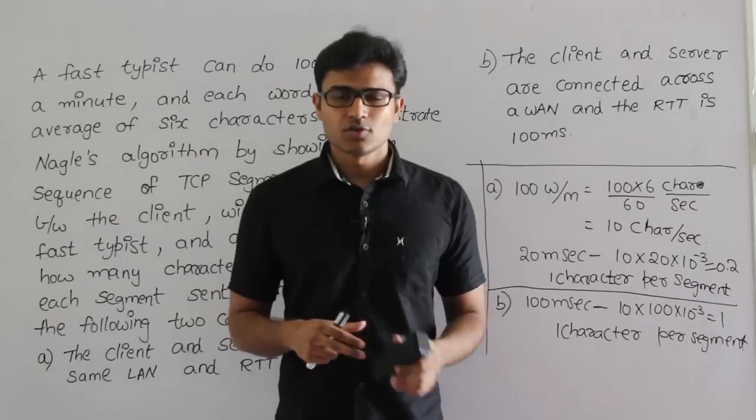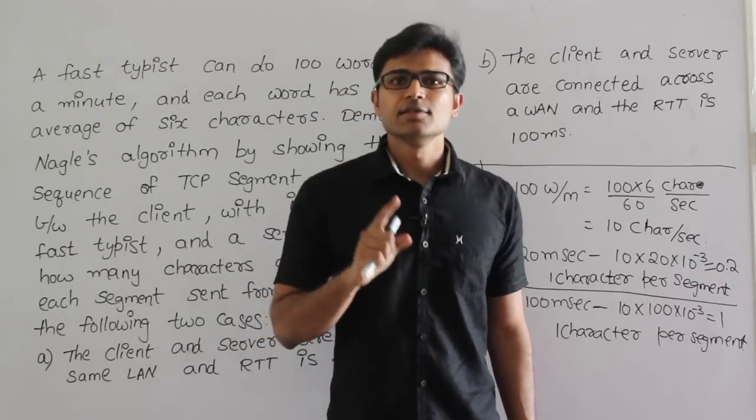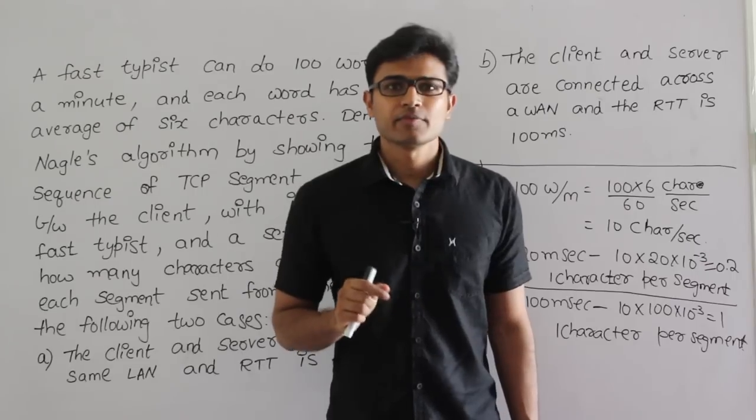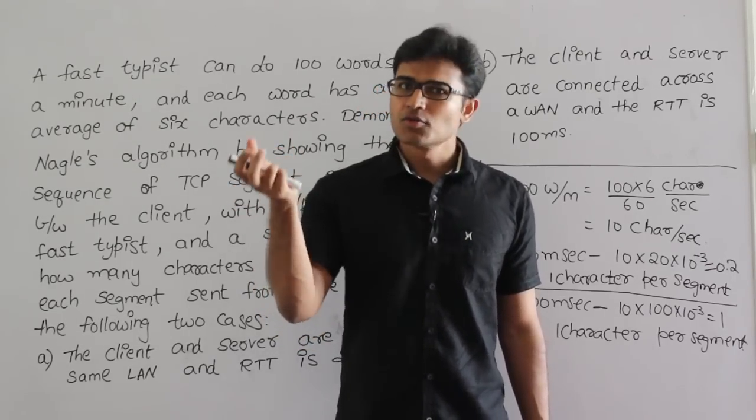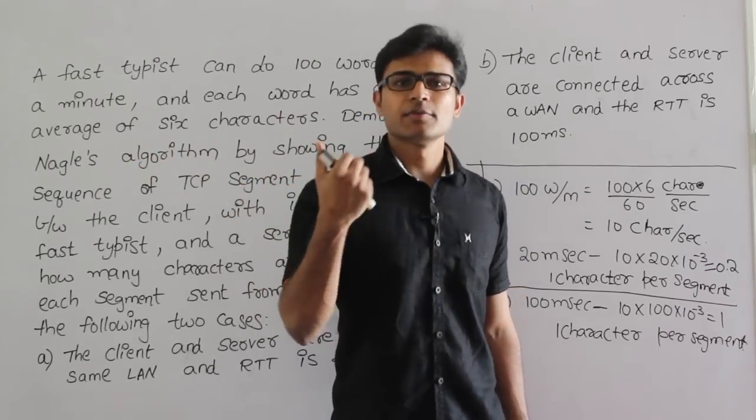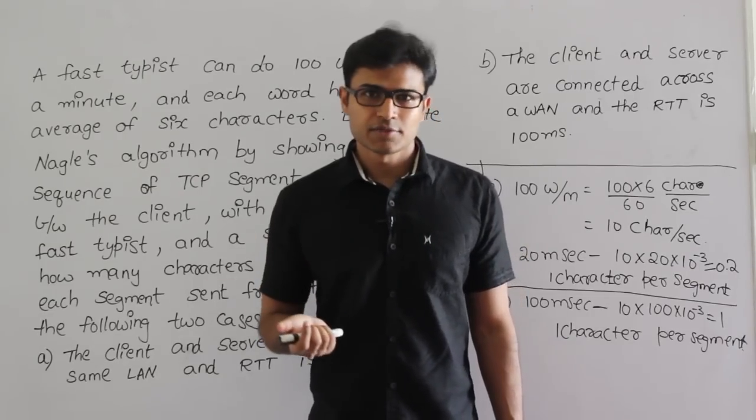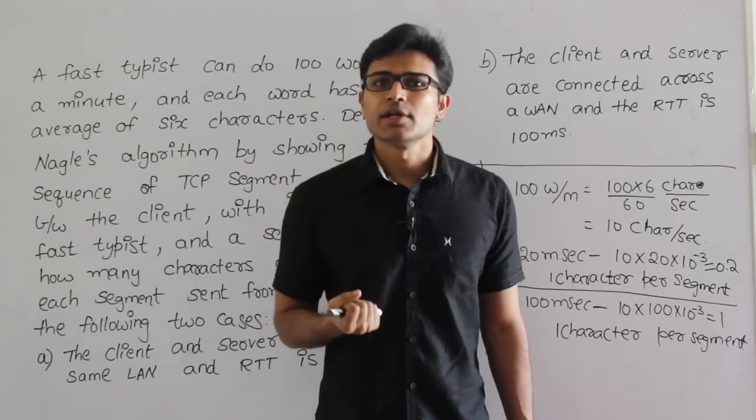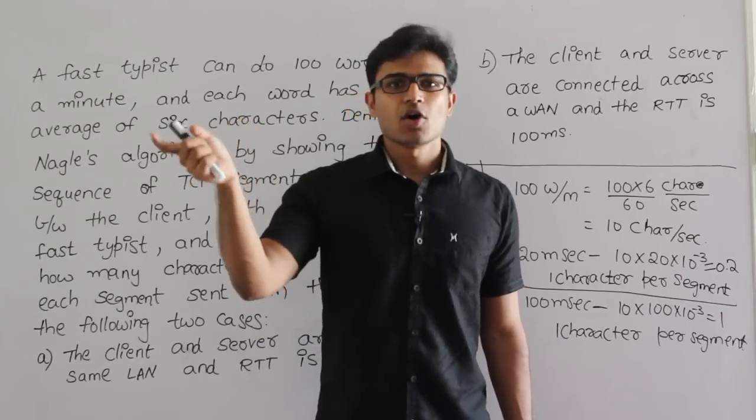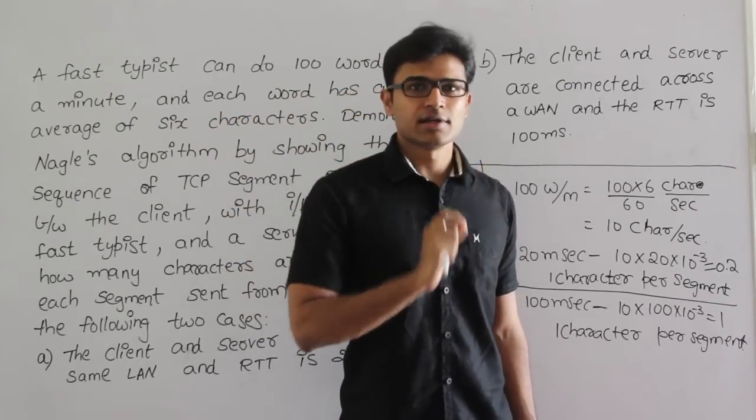Then what does Nagel's algorithm say? TCP should not wait for more than one round trip time. So Nagel's algorithm says that TCP should wait for one round trip time, and in this round trip time, however many bytes it could accumulate, it could send all of them in one segment. That is what Nagel's algorithm says. So wait for one round trip time, collect all the data you could get from the application layer, put all the data in one segment and send it.